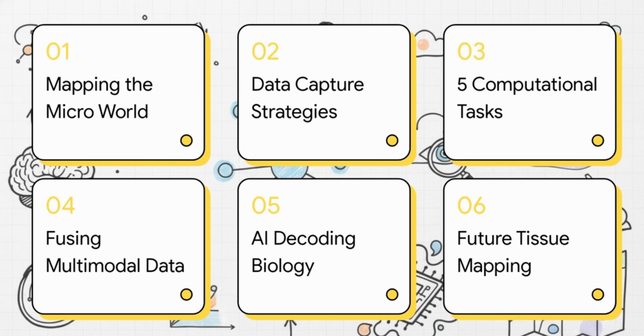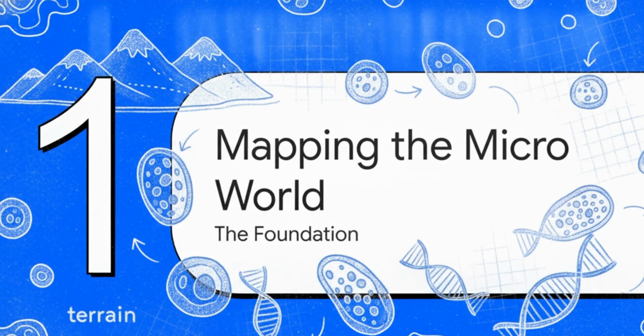So, here is our roadmap for today. First, mapping the microscopic world. Then, strategies for data capture, followed by the 5 core computational tasks. After that, we'll look at fusing multimodal spatial data, then AI models decoding biology, and finally, we'll wrap up with the future of tissue mapping. All right, let's kick things off with Section 1, Mapping the Microscopic World.